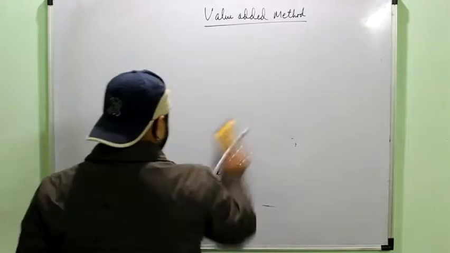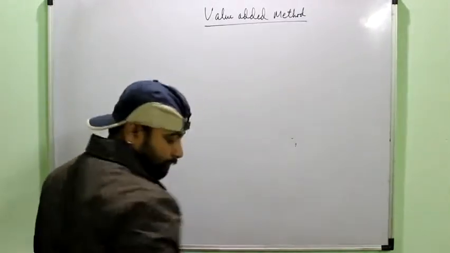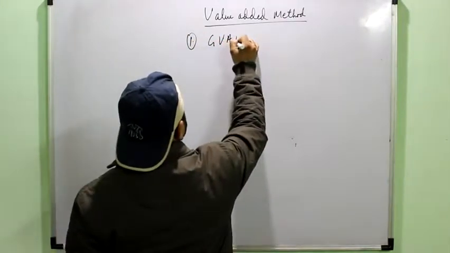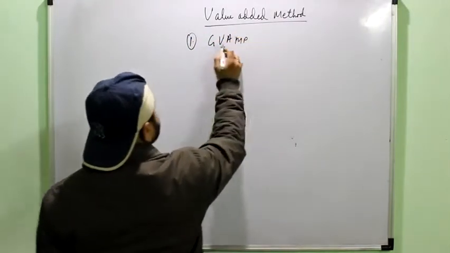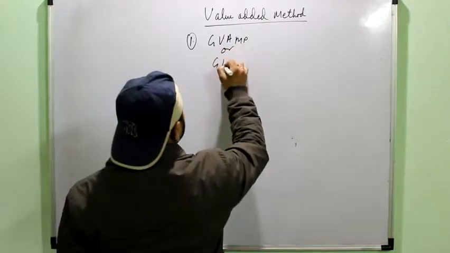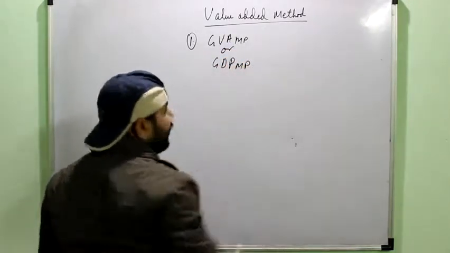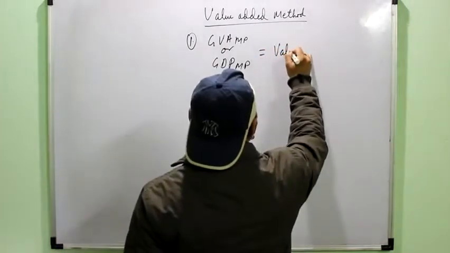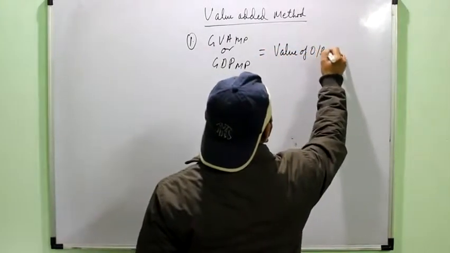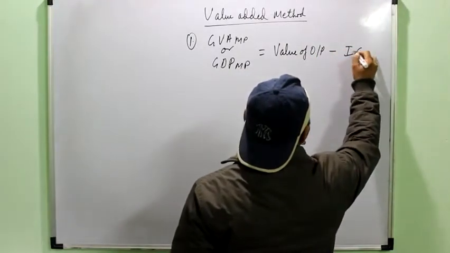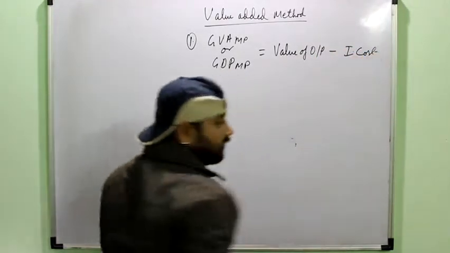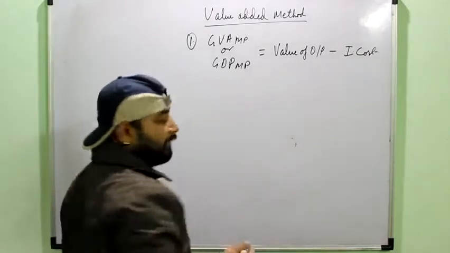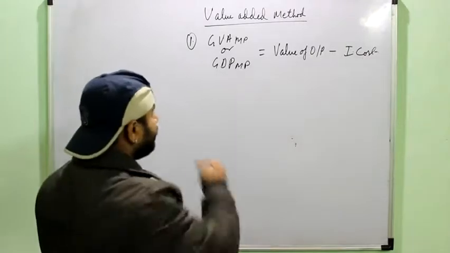Like I told you, the first formula is GVA MP. It is gross value added at market price, or it is equivalent to GDP MP, or it is another name for GDP MP, and it is equal to the value of output minus the value of intermediate cost or intermediate consumption, or the value of the raw material. Then you know that this GDP MP can be converted into national income.